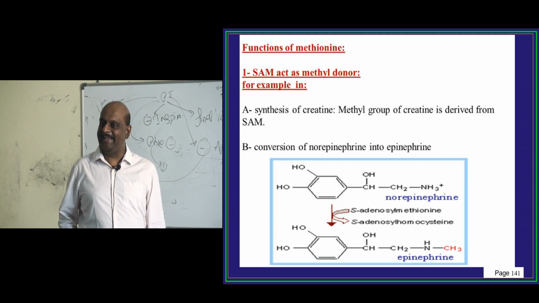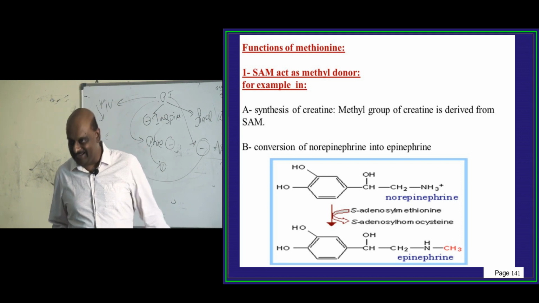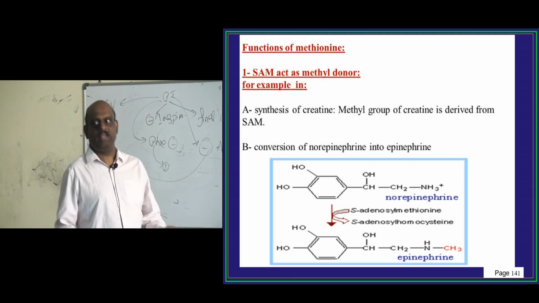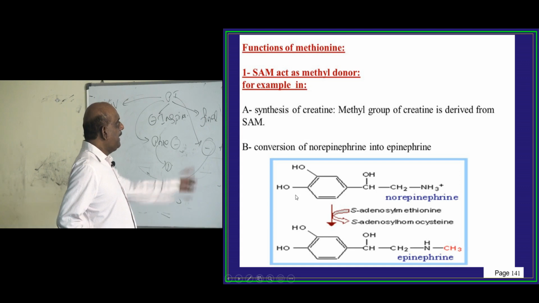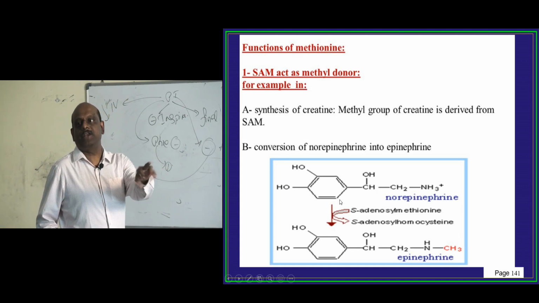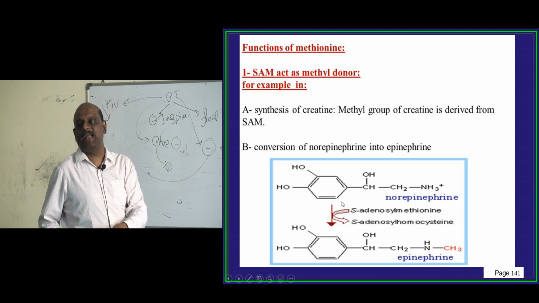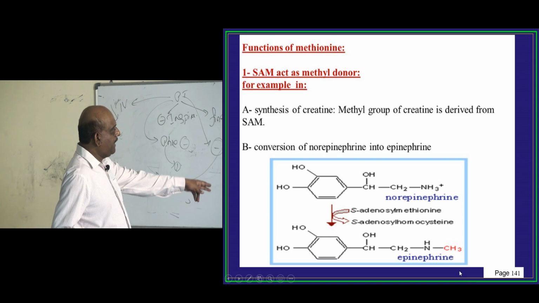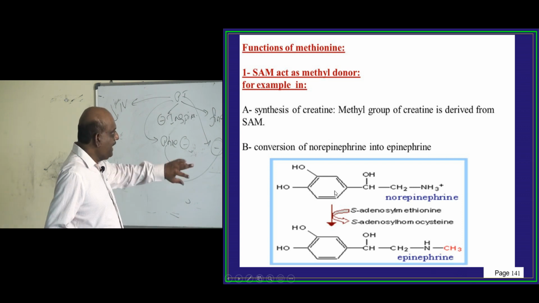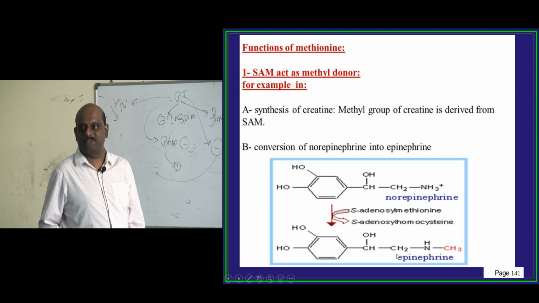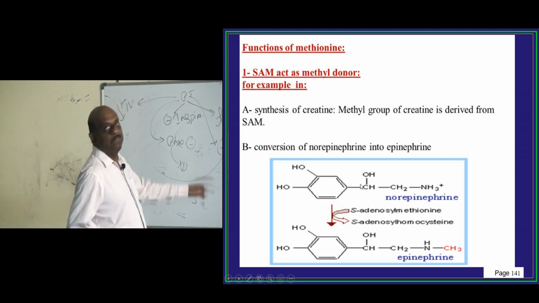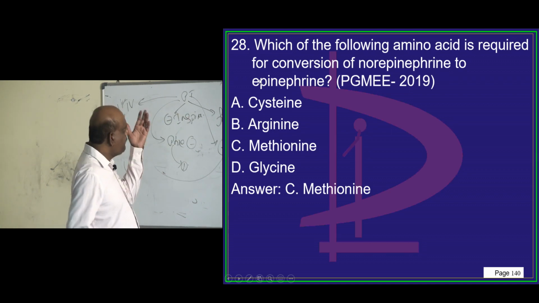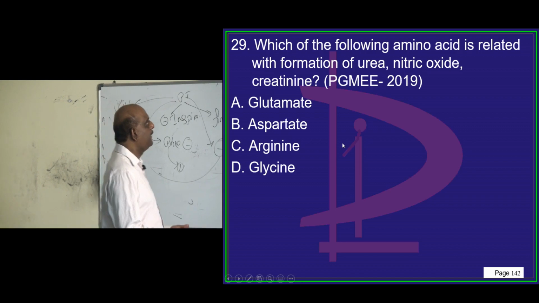Sam is a good guy. SAM is S-adenosyl methionine, and it is a methyl donor. Where do you need donation of a methyl group? Typically, in creatine production you require a methylation reaction. SAM will donate the methyl group. And when norepinephrine becomes epinephrine, S-adenosyl methionine becomes S-adenosyl homocysteine and donates the methyl group. So it is the methionine of the SAM which makes norepinephrine become epinephrine, is what you should remember.